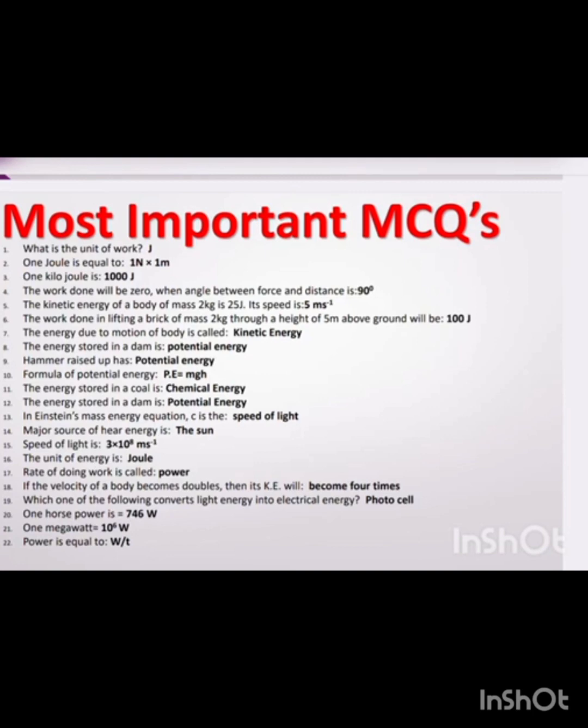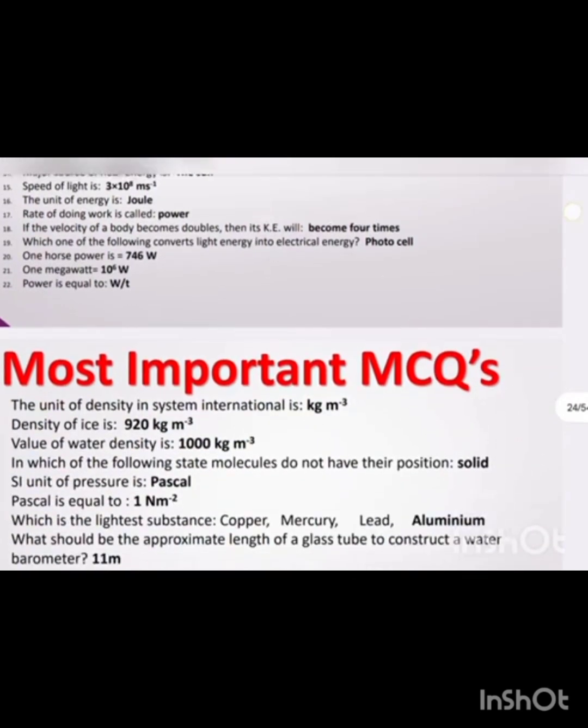The rate of doing work is called power. If the velocity of a body becomes double, then its kinetic energy will become 4 times. Which of the following converts light energy into electrical energy? Photocell. 1 horsepower is equal to 746 watt. 1 megawatt is equal to 10 raised to the power 6 watt. Power is equal to W over t.